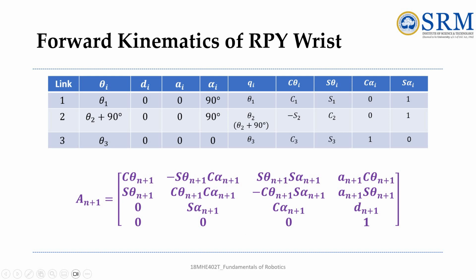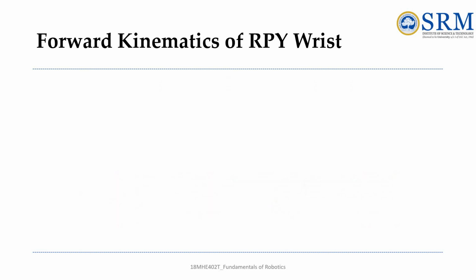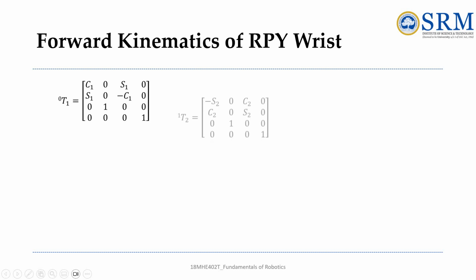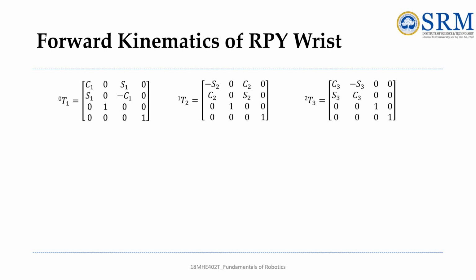Okay, so we have to calculate each transformation. So this is the transformation matrix for roll, and the next transformation matrix for pitch, and the transformation matrix for yaw. So previously we have n plus 1, right? So we have to substitute n is equal to 0, 1, and 2. So you will get T1, T2, and T3.